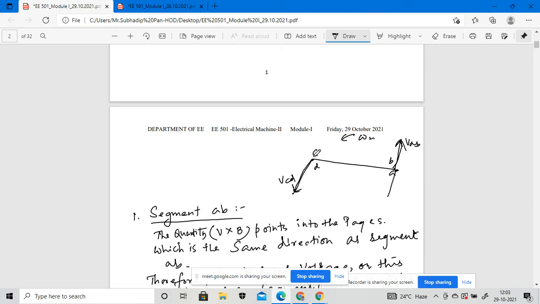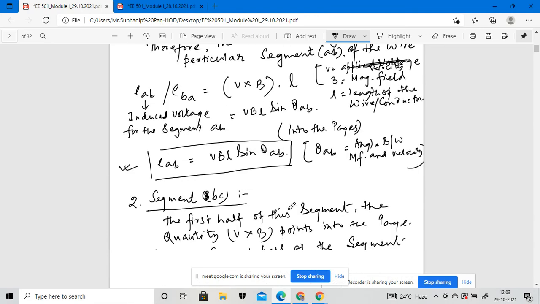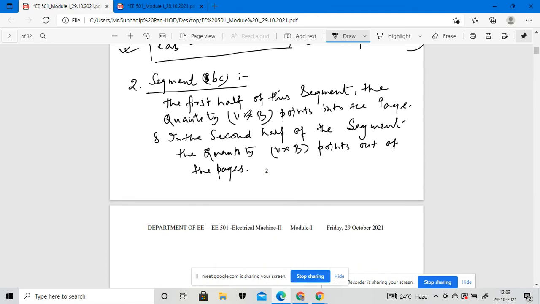It will be out from the pages, and it will be in from the pages. So there will be these types of cycles. In the first half of the segment, the quantity v into B points into the pages, and in the second half of the segment, the quantity v into B points out of the pages, for the segment BC, obviously. If we consider the length of the wire L to be in the plane of the pages, then the quantity v into B is perpendicular to L.